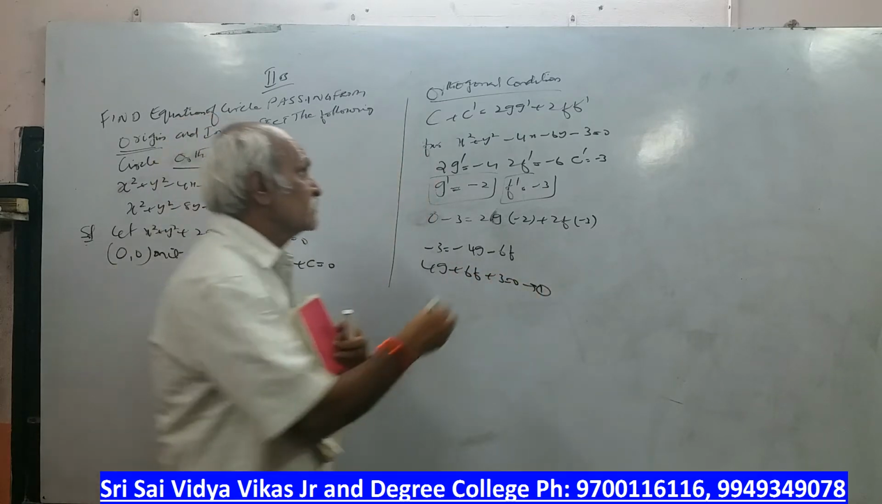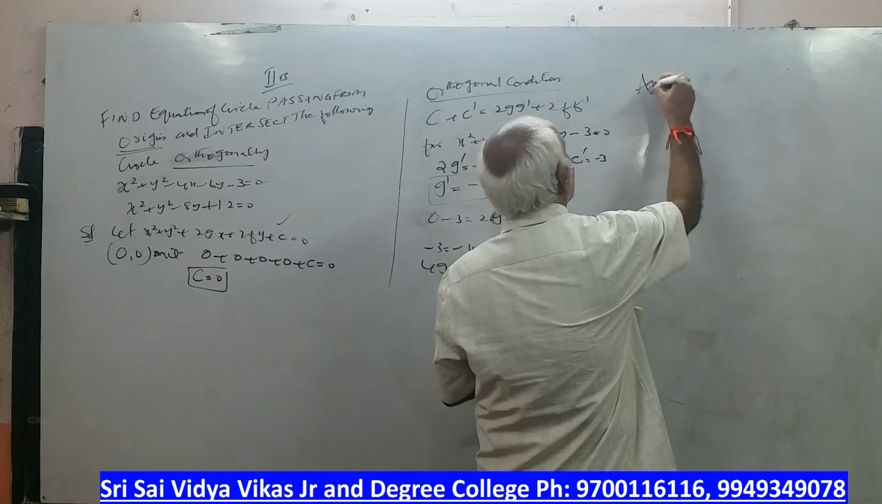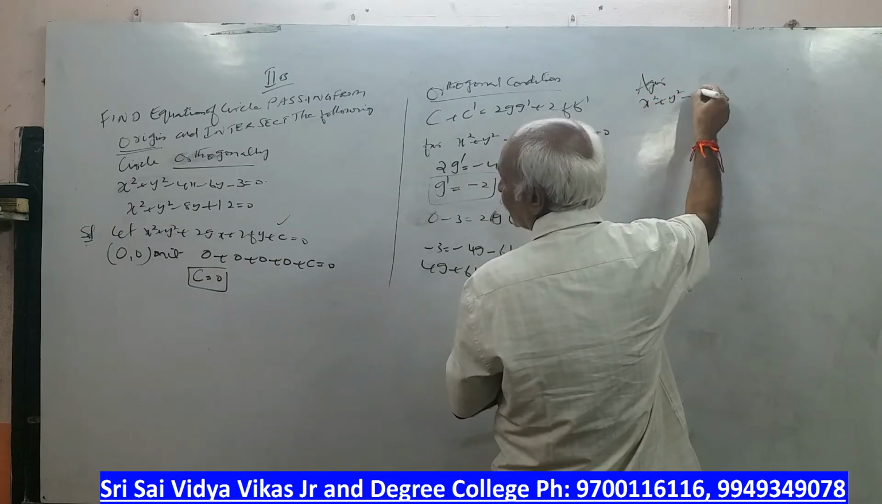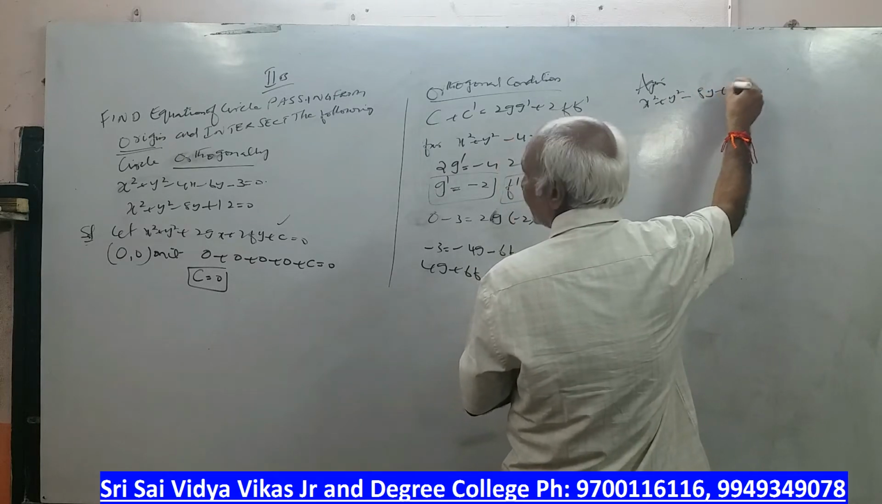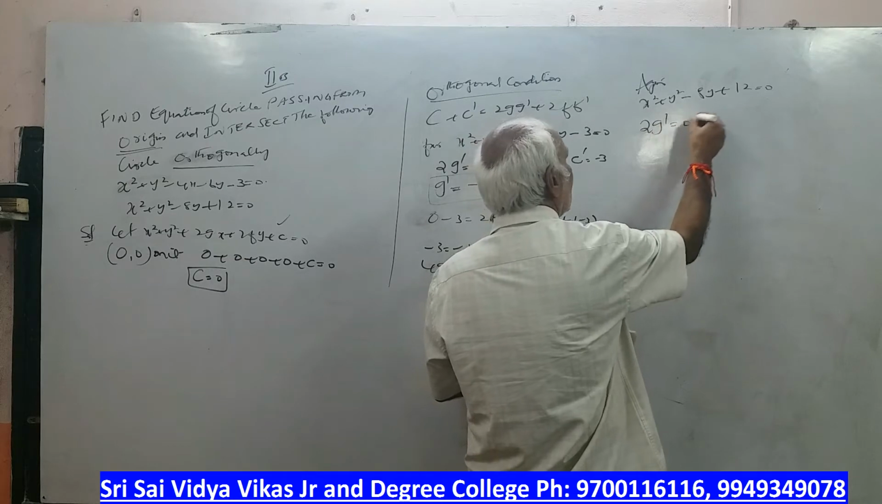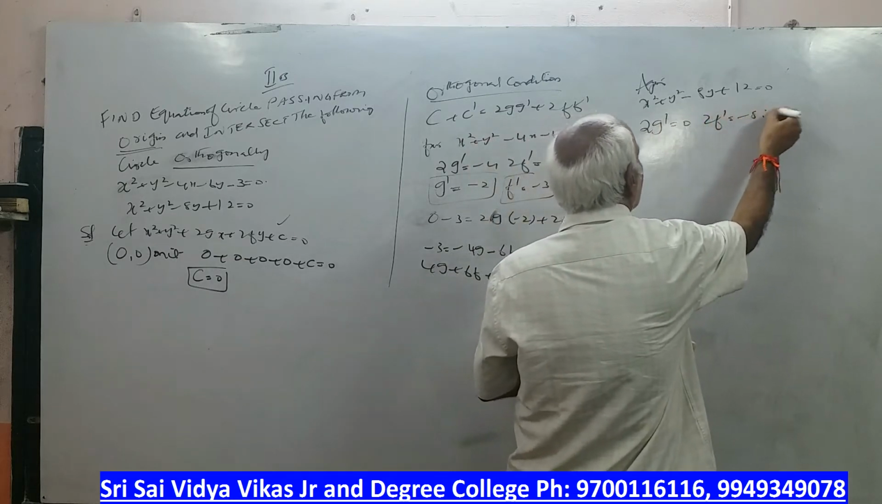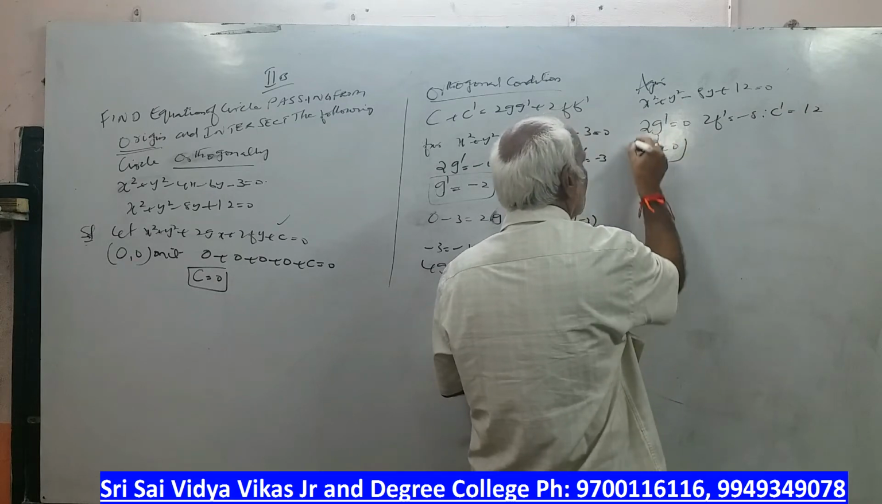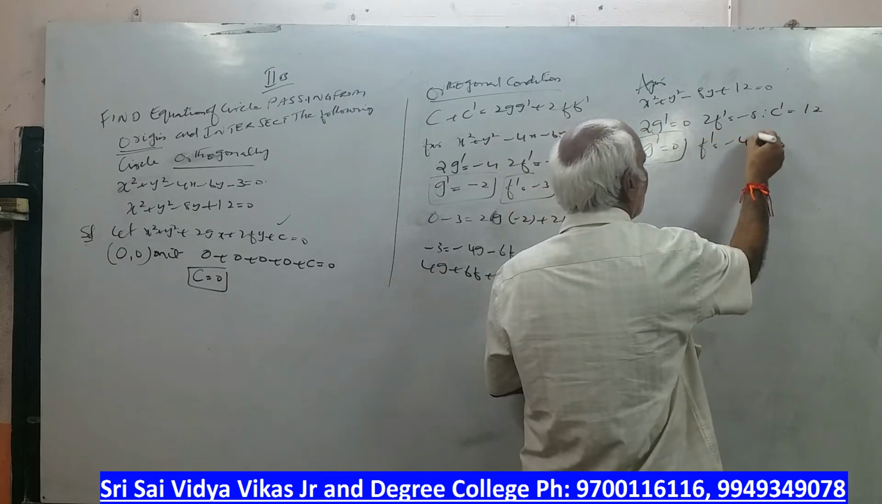Okay. Again, what is the second circle? X square plus y square minus 8y plus 12 is equal to 0. So 2g dash is 0, 2f dash is minus 8, c dash is 12. What is g dash? 0. What is f dash? Minus 4.